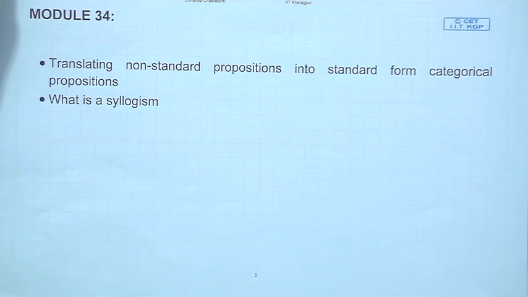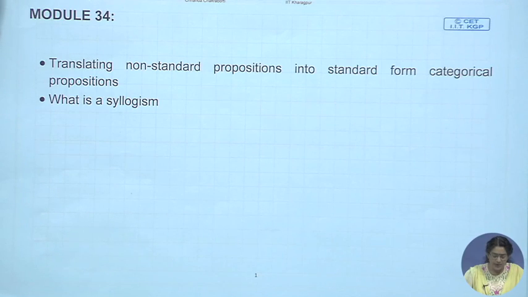Hello, we are back and we have some interesting stuff to learn today in module 34 of the NOC course in symbolic logic. What we are going to learn today is how to translate non-standard categorical propositions into standard form categorical propositions. You see, we have been talking about the A, E, I, O, but you know that there are plenty of other propositions all around.